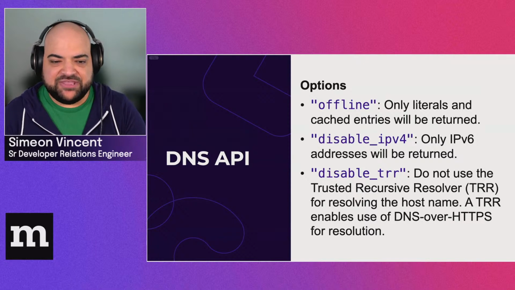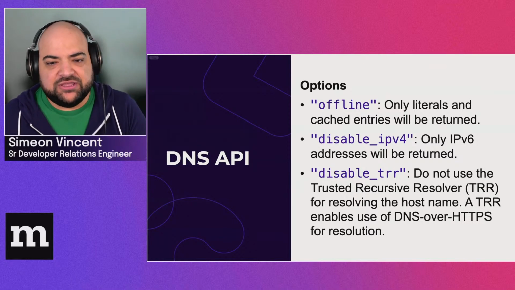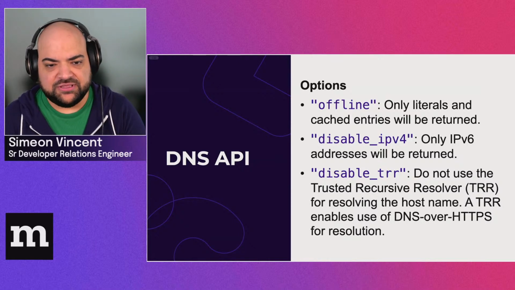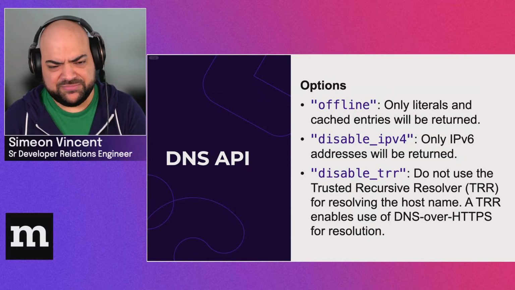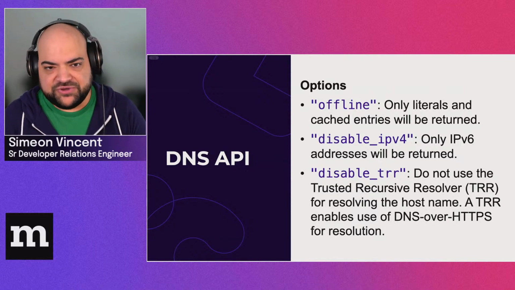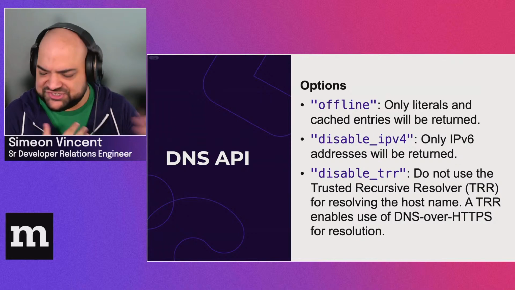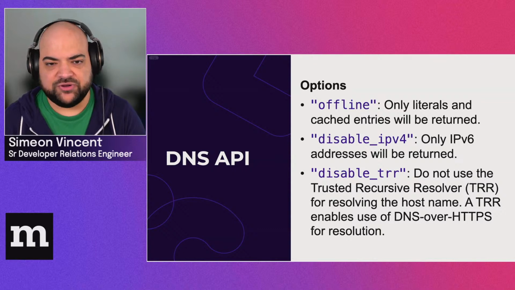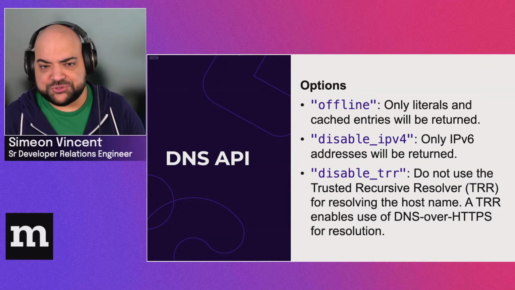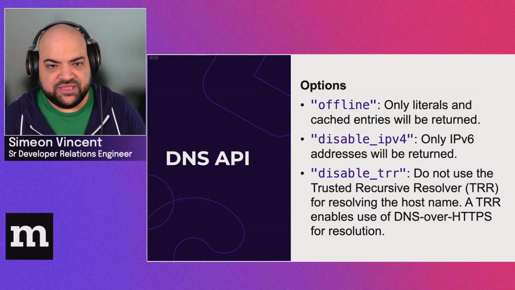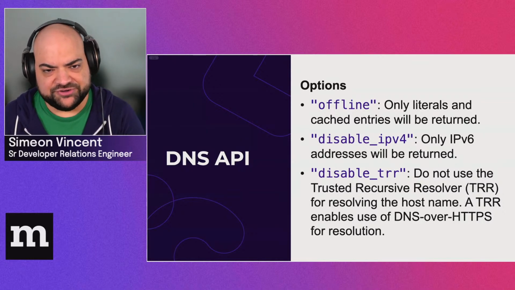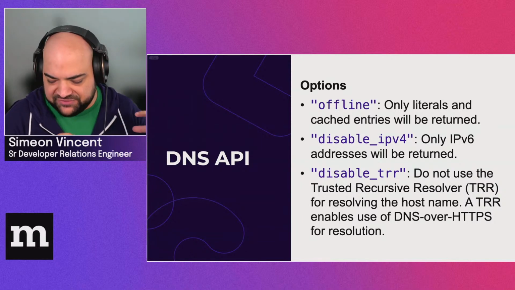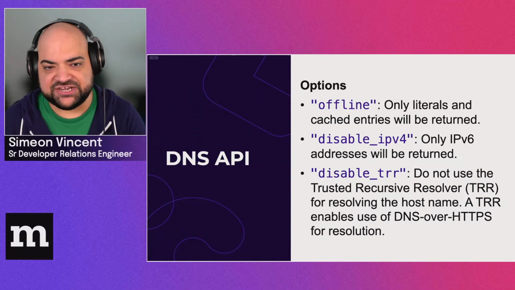The DNS API provides a decent number of parameters that you can pass into the resolve method. And I believe that's the only method that the DNS API exposes. But 3 notable ones that I wanted to call out just to give a hint at the type of functionality that you can experiment with here is if you pass offline true, then only literals and cache entries will be returned, meaning it won't actually perform the resolution. You can kind of introspect the contents of the DNS cache locally.